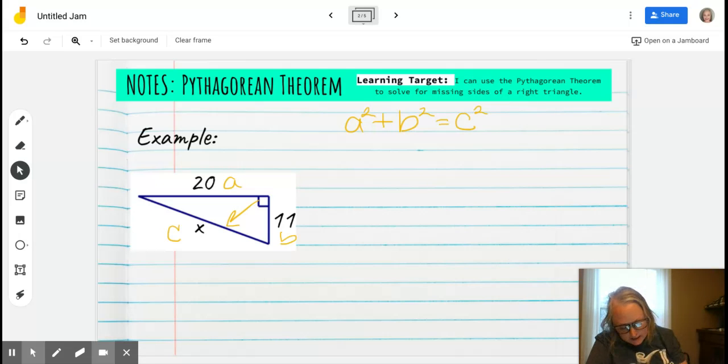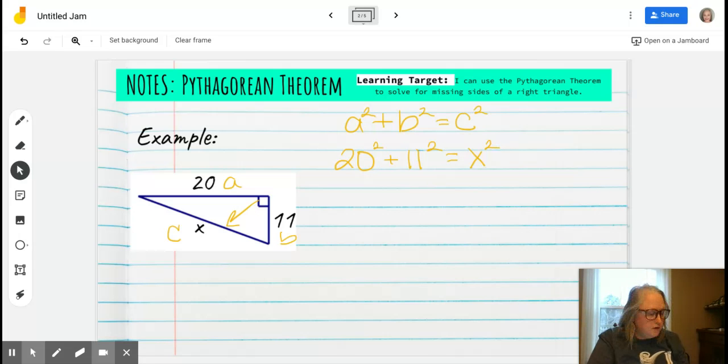So A is 20, so 20 squared, plus B squared. B is 11, so 11 squared. And C is our unknown, so our unknown is also squared.